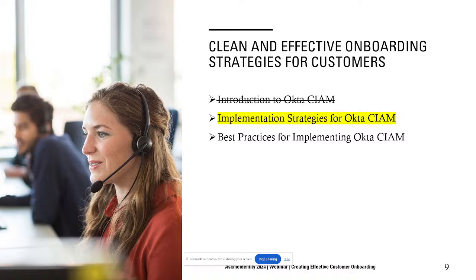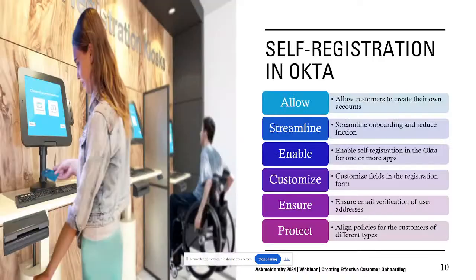Now, we will discuss the different implementation strategies, how Okta would be able to help you in achieving these customer identity scenarios. So one is the very basic one, which starts with self-registration in Okta, where you enable a self-registration process and ask for required attributes in a form, and once the user has filled in the form, the user can go for an email verification.